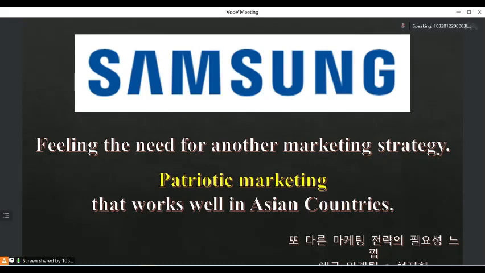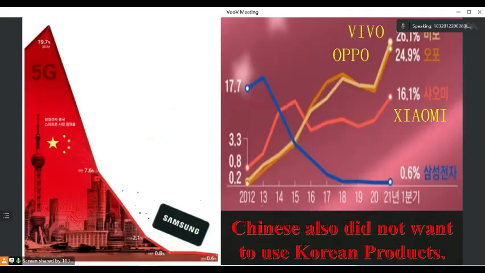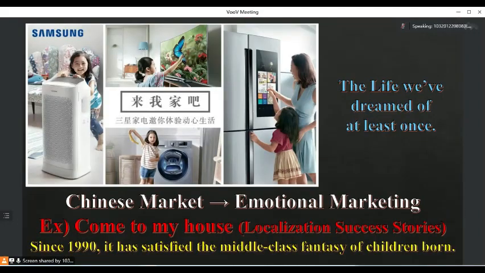Patriotic marketing. This marketing strategy works well in Asian countries. The Japanese did not want to use Korean products. Chinese also did not want to use Korean products. So Samsung did emotional marketing when marketing to the Chinese market. For example, the come to my house marketing strategy is a successful localization case. It was a marketing strategy that satisfied the middle class fantasies of the generation born after 1990.